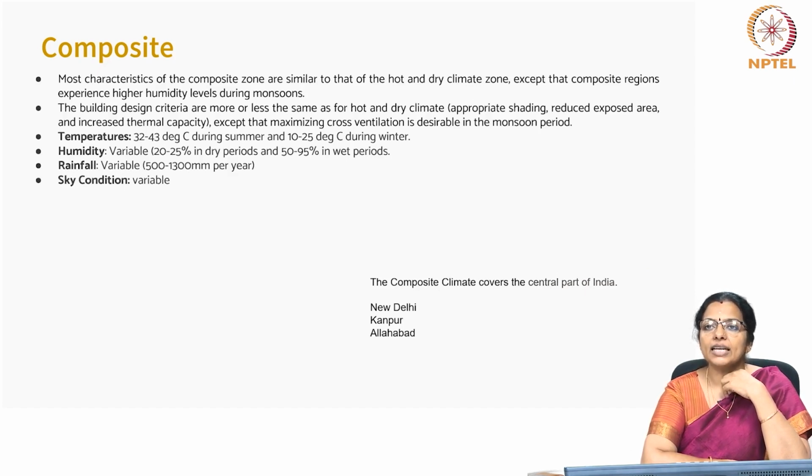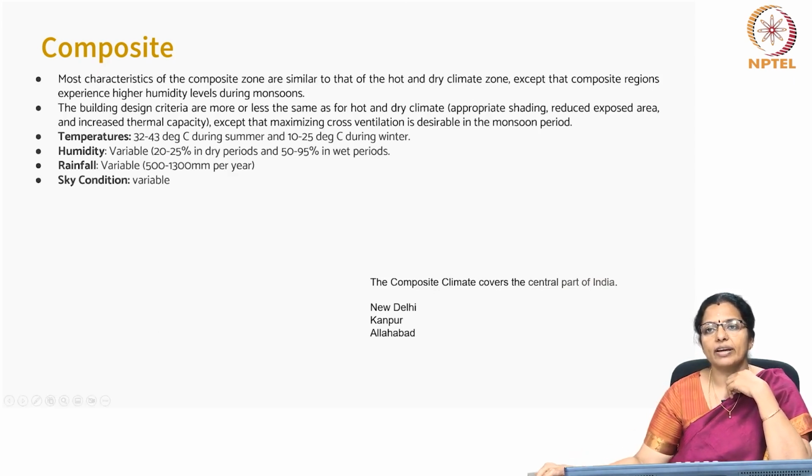The building design criteria are more or less the same as for hot and dry climate, such as having appropriate shading, reduced exposed area, and increased thermal capacity, except that maximizing cross ventilation is desirable in the monsoon period. The temperatures range between 32 to 43 degrees centigrade during summer and 10 to 25 degrees centigrade during winter.